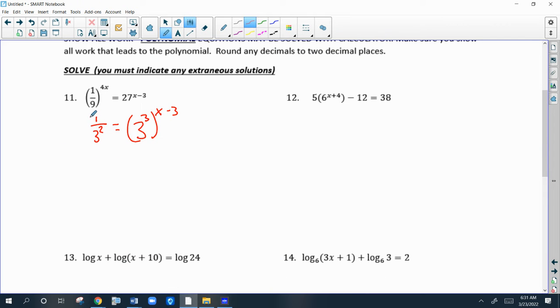Oops, I forgot my 4x. My mistake. Hopefully you caught that as I was doing it. So I have to bring this 3 to the second up. It becomes 3 to the negative second, and that's still to the 4x. For this exponent, I'm going to multiply the exponents. Remember to distribute 3x minus 9. So make sure you distribute.